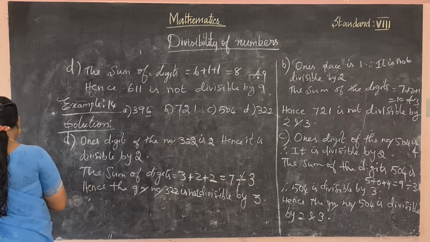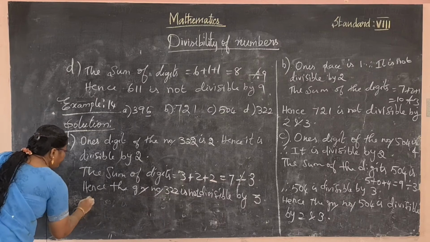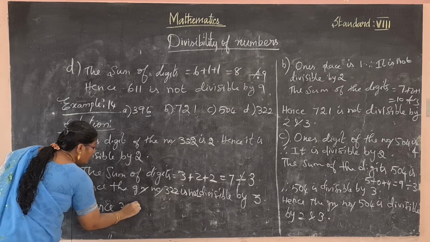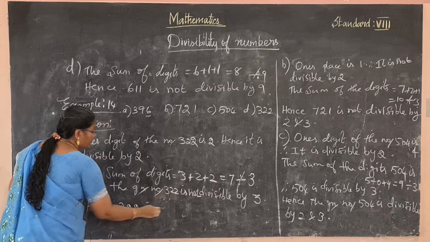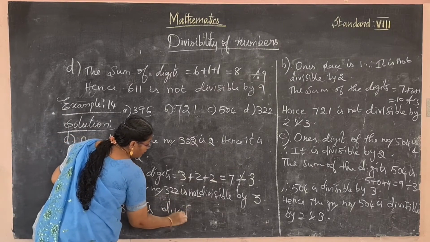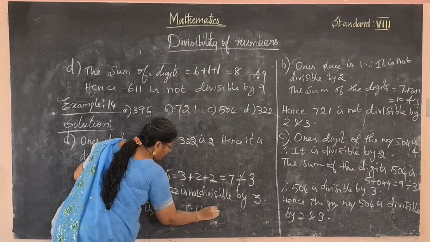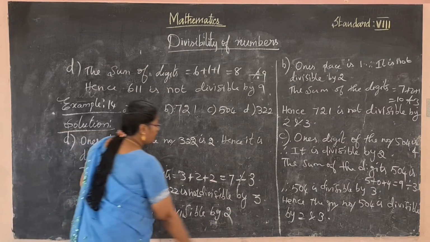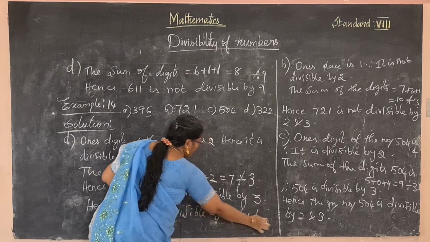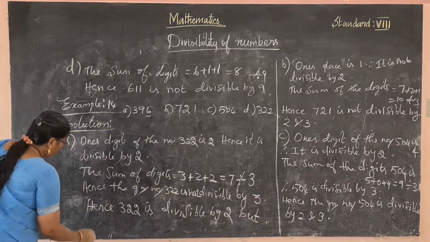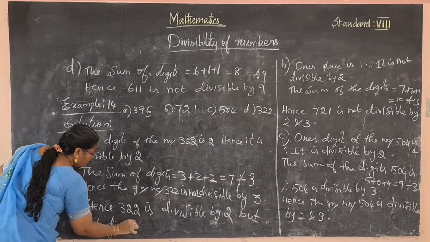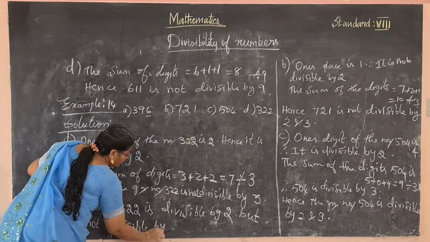Not divisible by 3. Hence 322 is divisible by 2 but not divisible by 3.